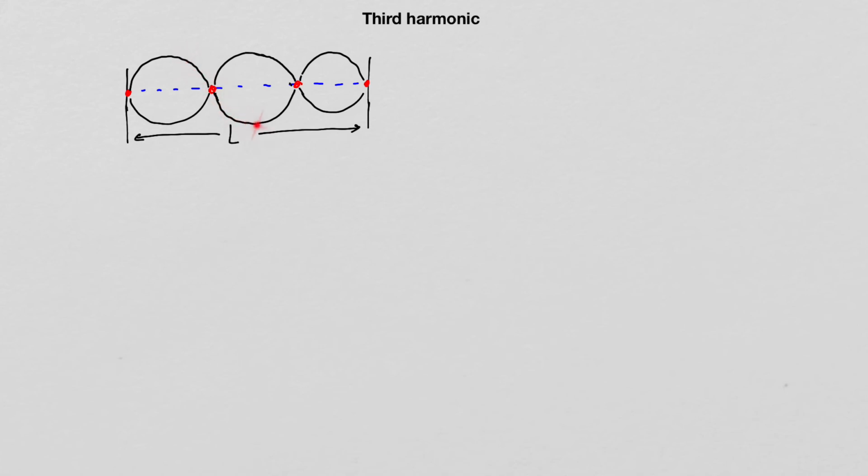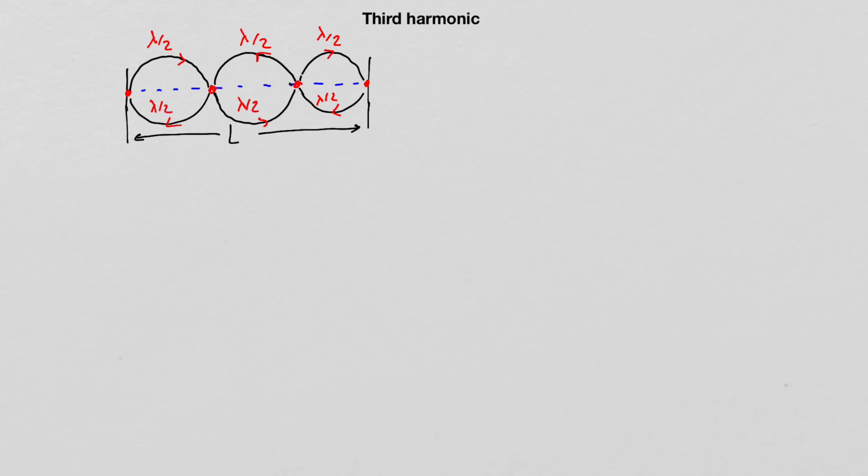So here is the first wavelength, here is the second wavelength, and here is the third wavelength. So again, each branch is equal to half of the wavelength of the wave. And the wave propagates like so on the string. So the lower branches are also half of the wavelength.